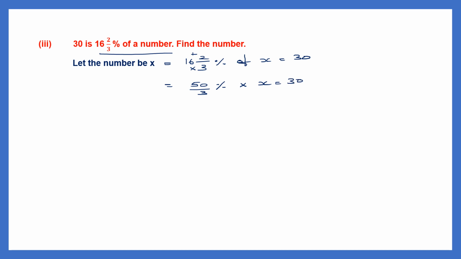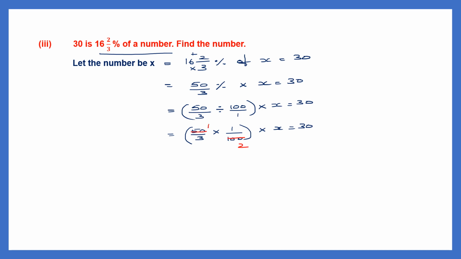So 50 by 3% means 50 by 3 by 100, or division by 100, divided by 100 by 1. So we'll put this within brackets into x is equal to 30. Here 50 by 3, we'll leave it as it is. Division changes to multiplication. 100 by 1 becomes 1 by 100 into x is equal to 30. Now cancel. We can cancel 50 and 100. 5 ones are 50, 5 twos are 100. Now multiply the numerators. 1 into 1 is 1 and denominators 3 into 2. 3 twos are 6. 1 by 6 into x is equal to 30.